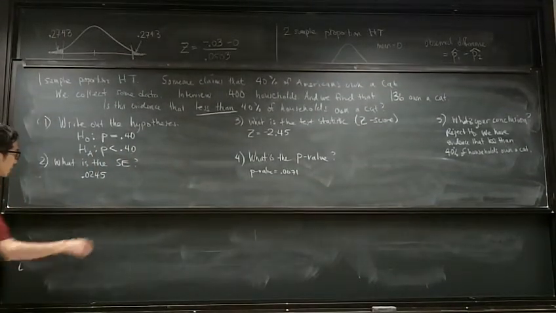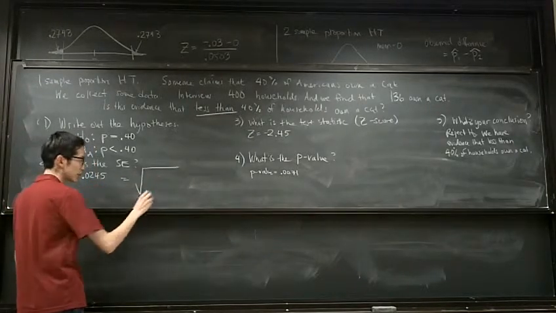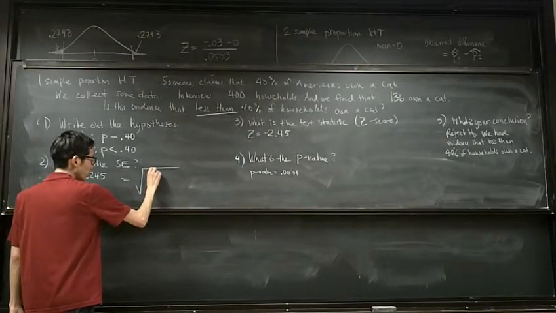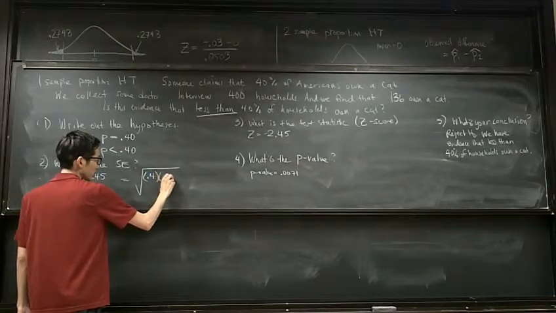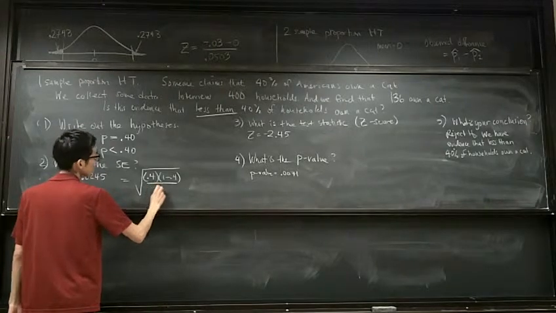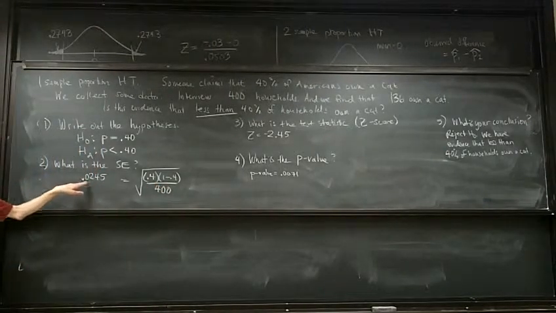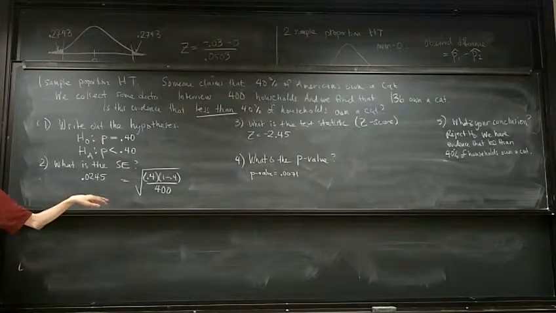So for one proportion hypothesis test, this is equal to the square root of P times 1 minus P, so 0.4 times 1 minus 0.4, divided by N, which in this case is 400. When I crunch that out, I get 0.0245.